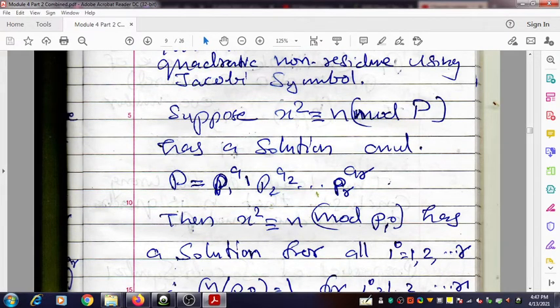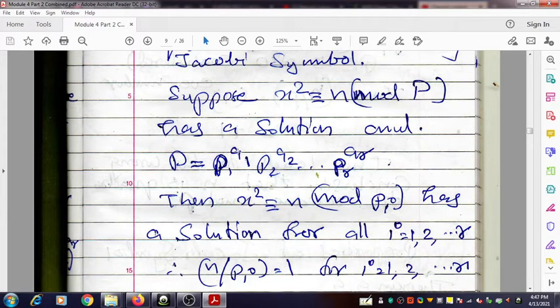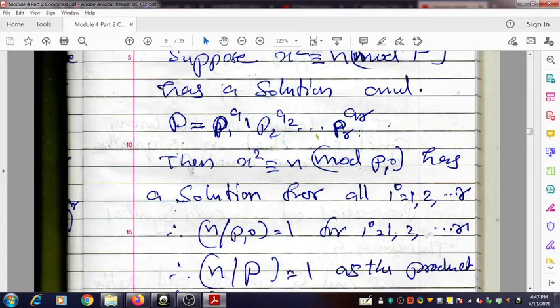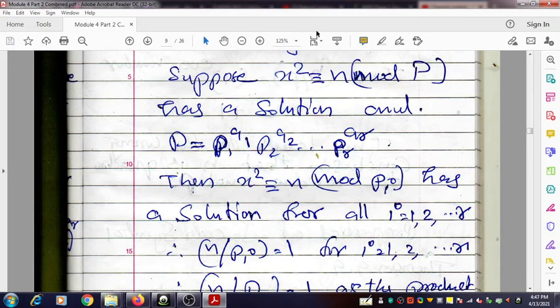After considering this, we suppose that it has a solution. Suppose x square is congruent to n mod p has a solution, and also let p equal p1 raised to a1, p2 raised to a2, etc., to pr raised to ar. Then x square is congruent to n mod pi has a solution for all i, where i varies from 1 to r.